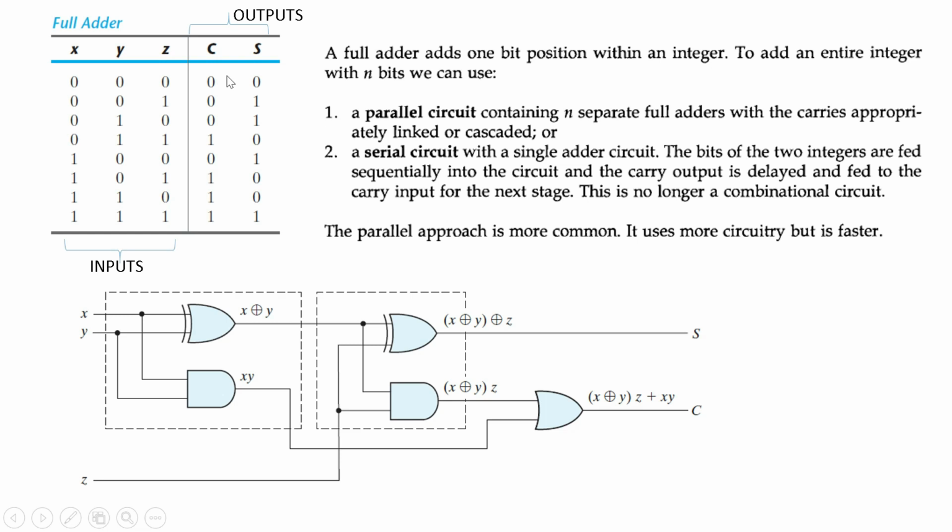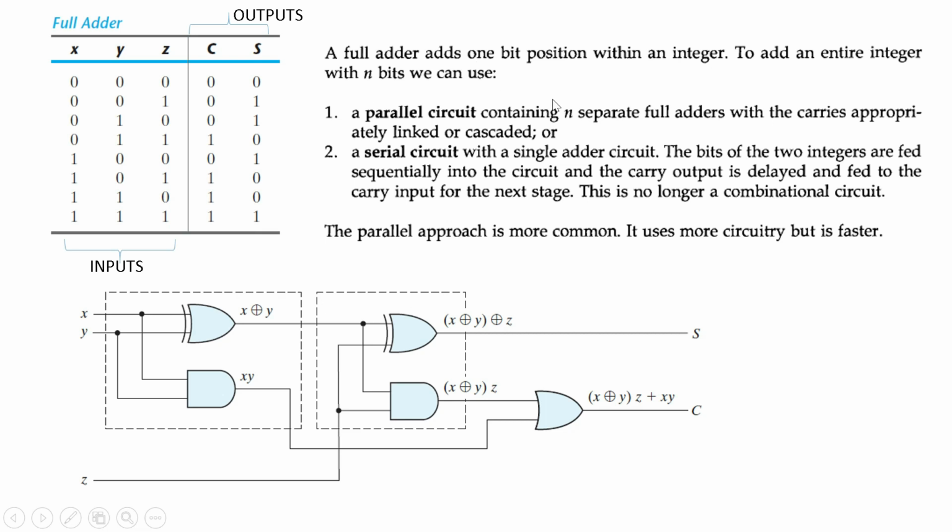For the full adder, this one is a 3-bit adder. So you have 3 bits X, Y, and Z for the inputs, and the carry and the sum for your outputs. Looking at this, it's an adder, so you're going to add these values. Like this one, 1 plus 0 plus 1 is 2. So sum is 0, carry 1. And 1 plus 1 plus 0 is 2, sum 0, carry 1. And you also have 1 plus 1 plus 1 is 3. So this is 1, 1.